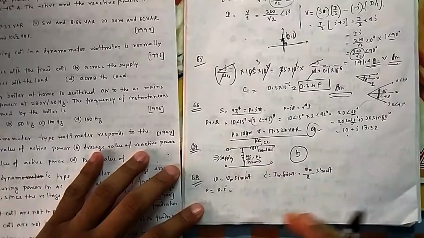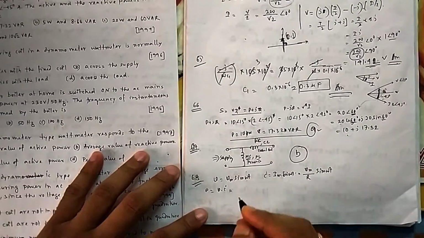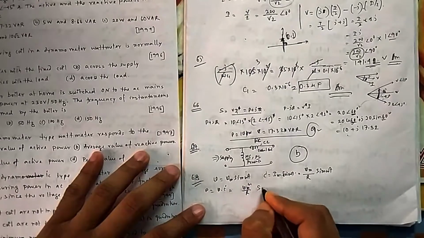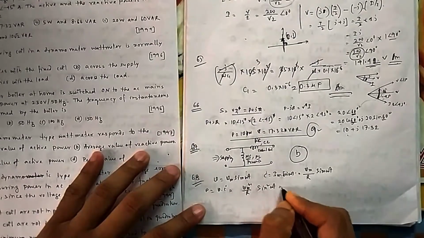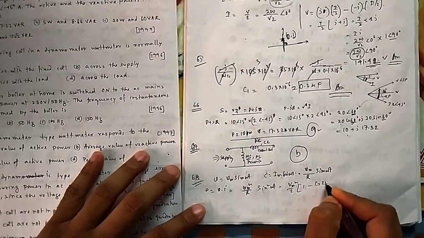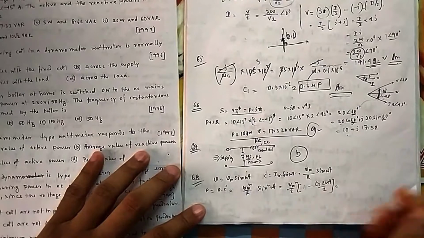There is no phase change between them because it is purely resistive. So if you take the product of these two, that is Vm square by R, then sin square omega t. Sin square omega t you can write as 1 minus cos 2 omega t by 2. So it will have two portions.